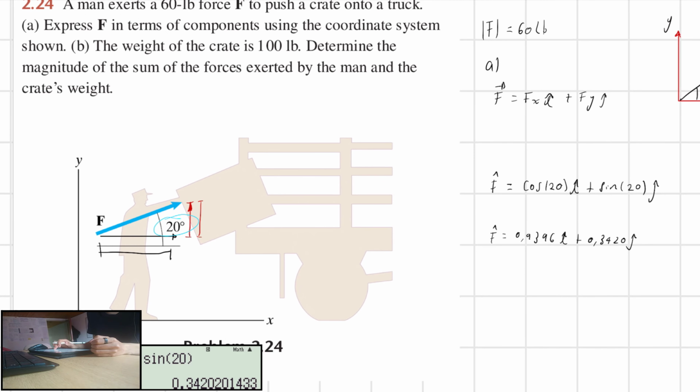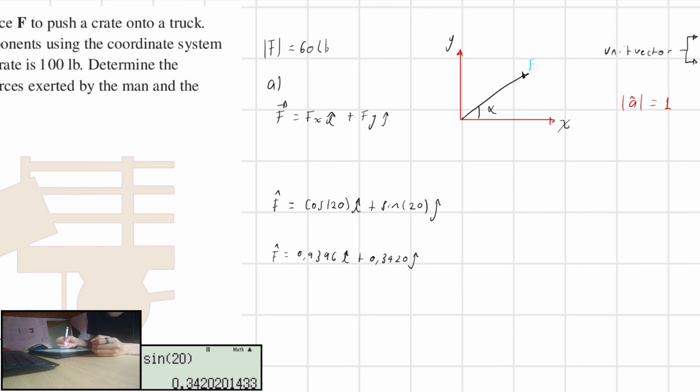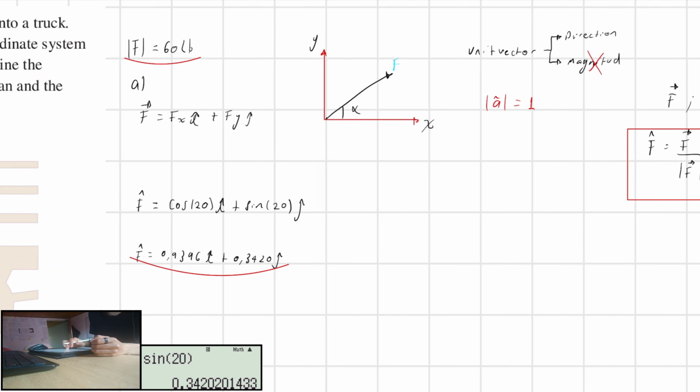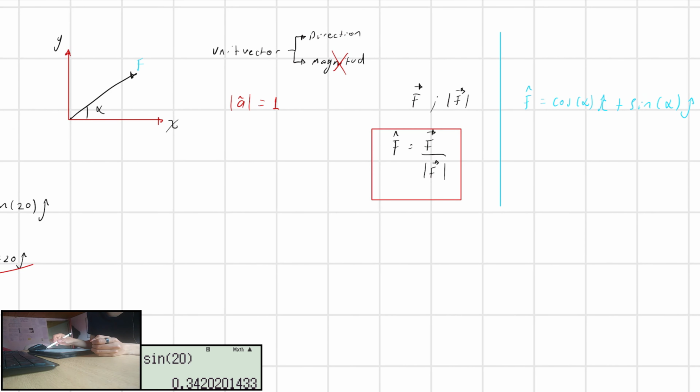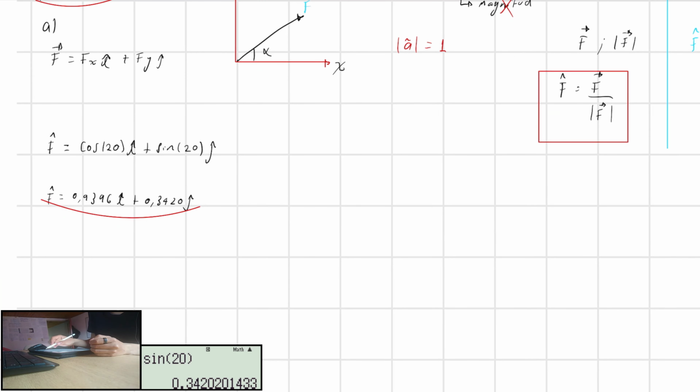All right, now we have the unit vector and we have the magnitude. So because of this equation, I am perfectly capable of finding the vector. Hence, the vector f is going to be equal to the unit vector multiplied by the magnitude of the vector.